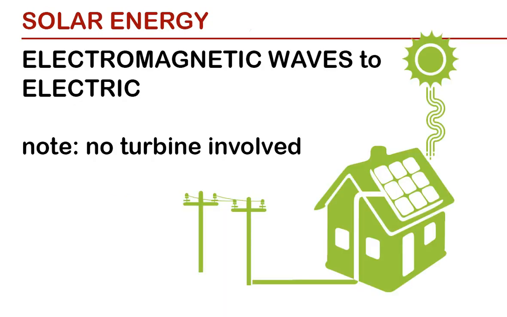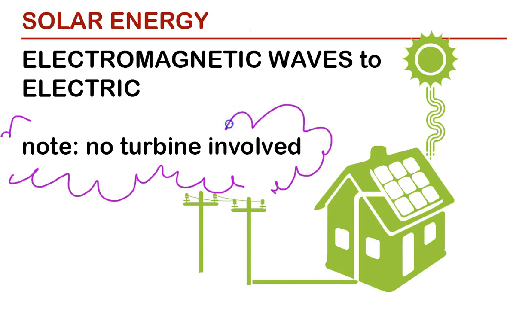Last one. Boom. Solar energy. So this is the one that's actually different from all of them. Why? Well, it says right there in my note, there is no turbine involved. This is the only one where no turbine. There is nothing spinning. Absolutely nothing spinning. There is no movement through magnets. There are no rotating coils. This is not how you get electricity from solar energy.